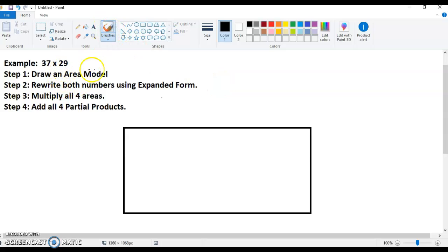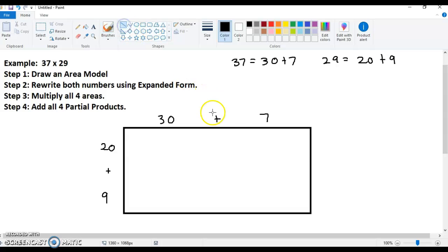So the first example is 37 times 29. We know that 37 is the same thing as 30 plus 7. So you can write 30 over here and plus 7 over here. And we know that 29 is the same thing as 20 plus 9. So you can have 20 over here and you add 9 right there. So now you just draw little areas. You know 20 times 30 is going to be a little bit larger. Kind of like that. Just make it scale to what the numbers represent.